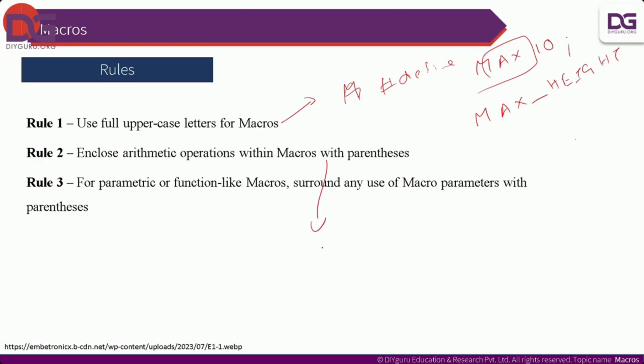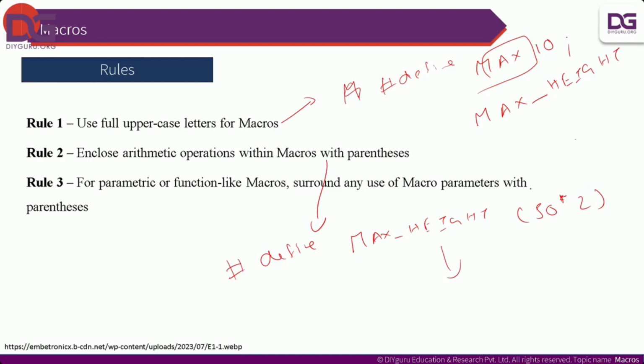Then next is arithmetic. I told you it can be an expression or a value. If you have an expression, define MAX_HEIGHT as 50 star 2. Now if I use MAX_HEIGHT, this will be replaced, so your expression should be in parentheses.